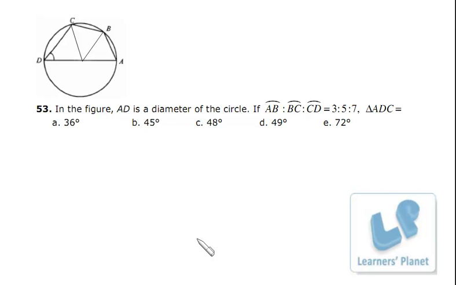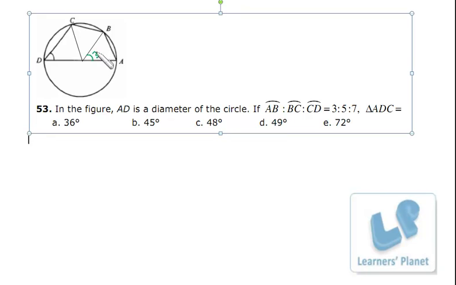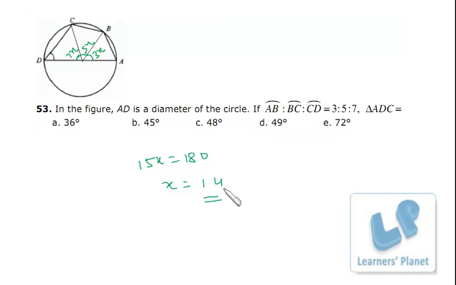Now AB is 3-part. So AB, that means this angle must be 3x. This angle BC is 5-part, so this angle must be 5x, and CD is 7x, so this angle must be 7x. Now since AD is a diameter, it has to be a straight line. That means 7x plus 5x plus 3x, that is 15x, must be 180, right? So 15x is 180, so x is equal to 14. I'm sorry, 12.